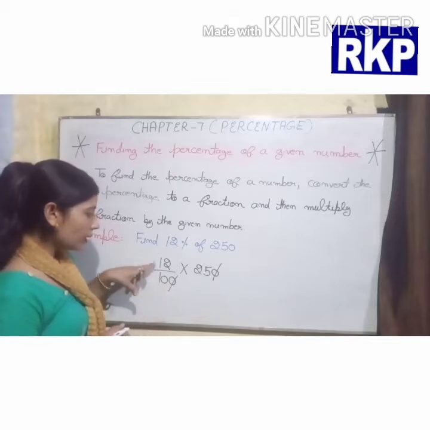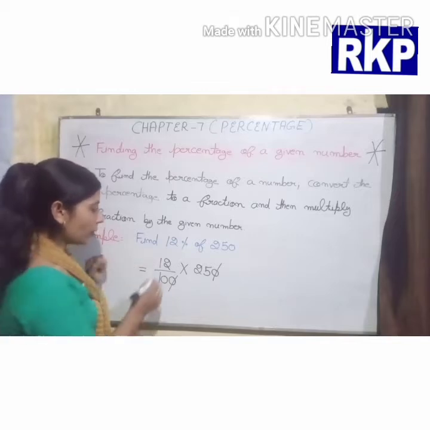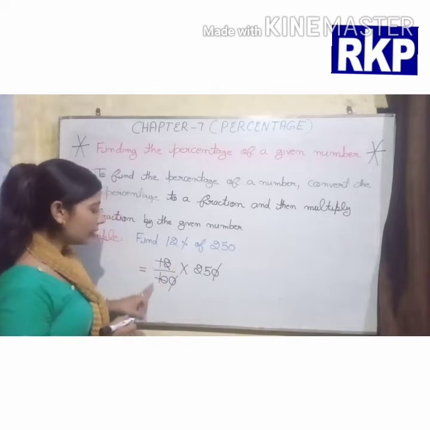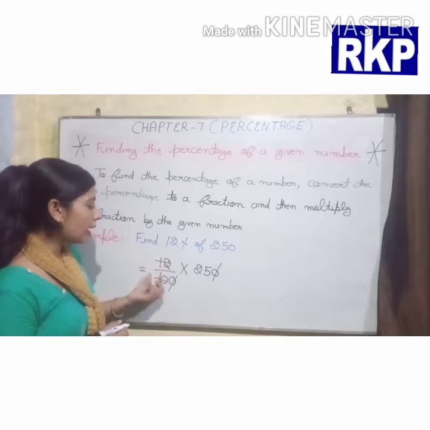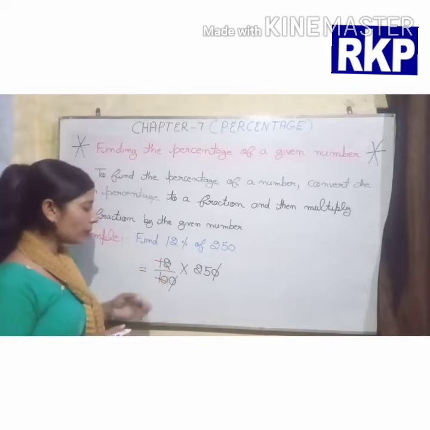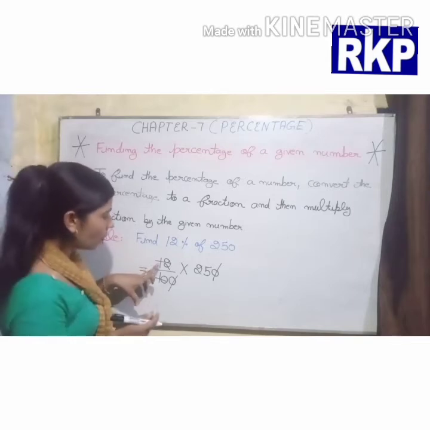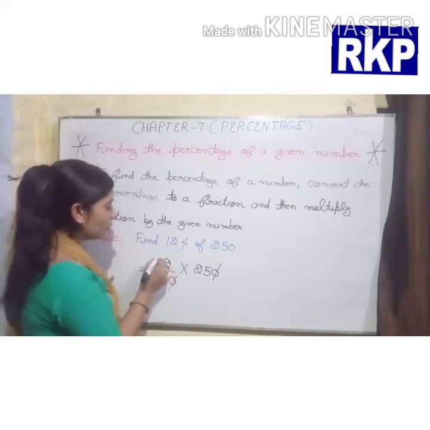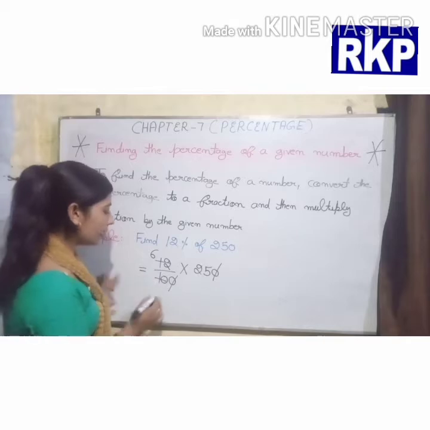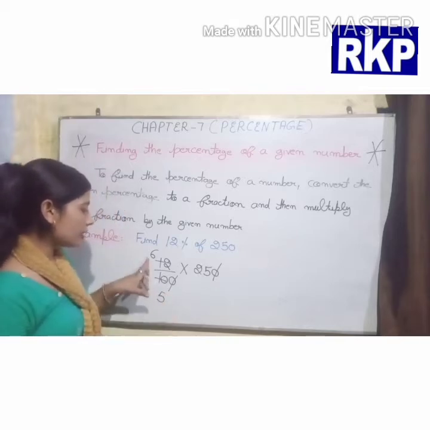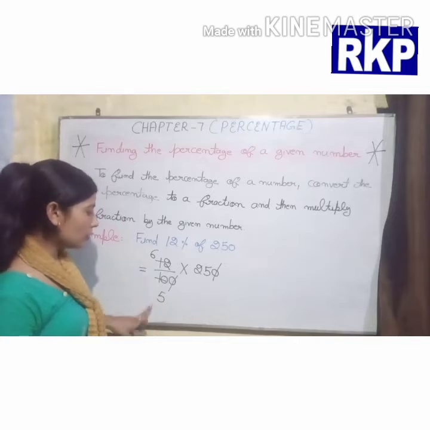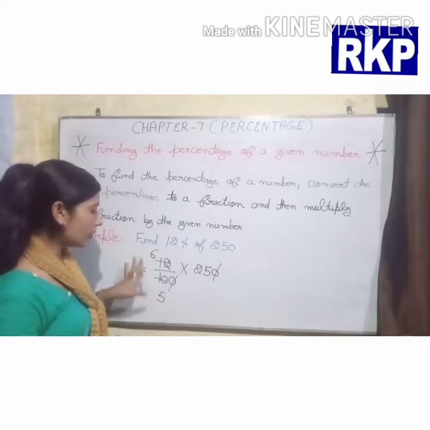Now here 12 and here 10, beta. So we can cancel 12 and 10 with 2, which means we can divide 12 and 10 by 2, because both are divisible by 2. Now when we divide 12 by 2, we get 6 and here we get 5. Now here 6 and here 5. There is no common factor of 6 and 5 other than 1.